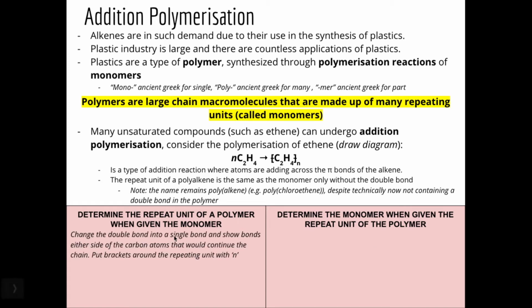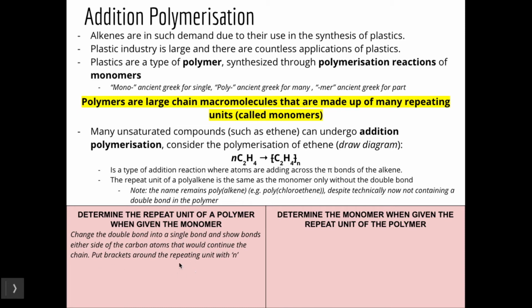When we are given the monomer, we just have to turn the double bond out, essentially show the same thing just with a single bond between them, turn those bonds out of brackets, and then just bracket the repeating unit with N amount. All right, let me read this to make a bit more sense. We change the double bond into a single bond and show the bonds either side of the carbon atoms that would continue the chain.